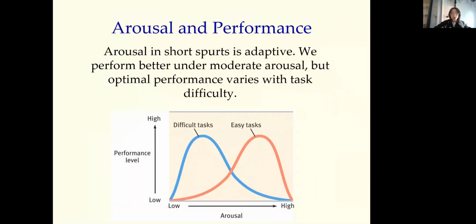And here's a very interesting chart, the relationship between arousal and our performance. Arousal in short spurts is adaptive, like we perform better under moderate arousal, but optimal performance varies with task difficulty. When we're doing an easy task, the higher arousal we have, the higher our performance level. But if it's too high, our performance level will decrease. And we can see the highest point is different when the task difficulty level is different.